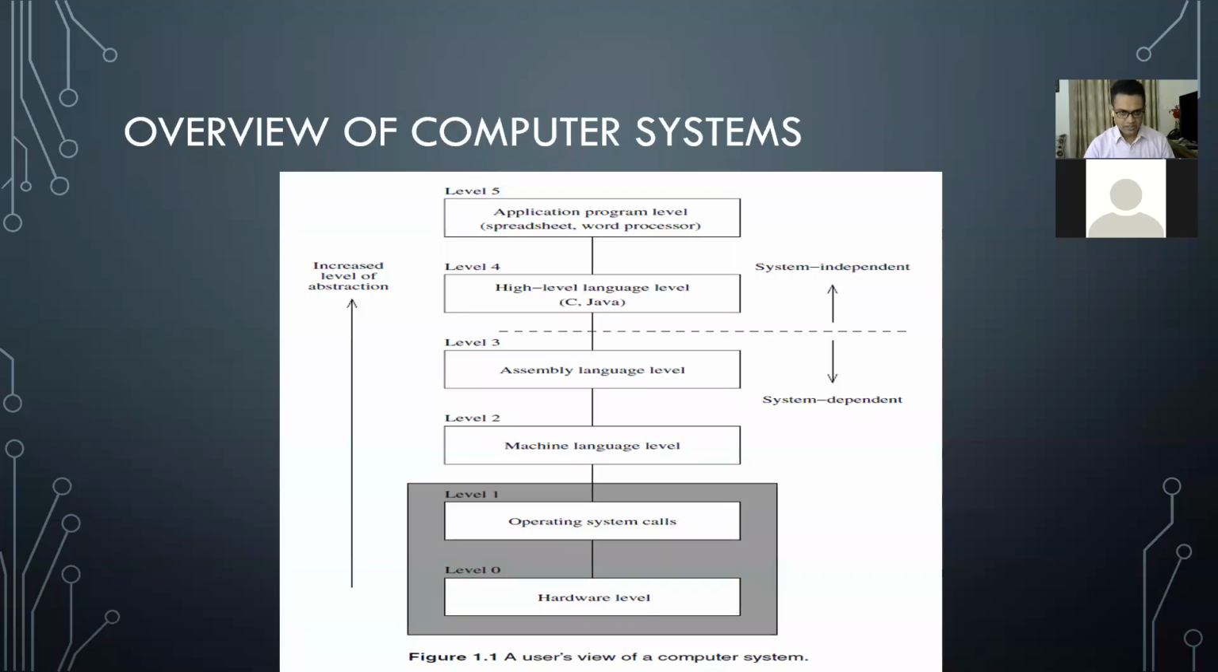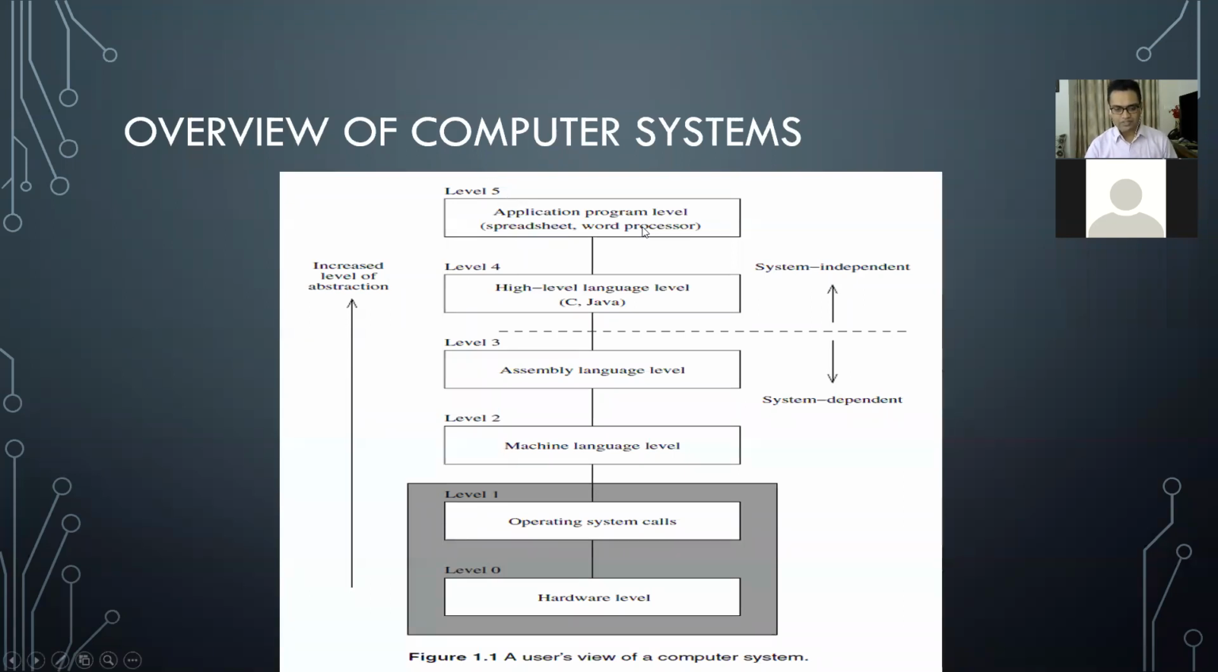From the very first class, we have been discussing only this one, that overview of the computer. Whenever we see the computer from a user perspective, we see it in this way. In any computer architecture, we have six different stages or levels of steps, from level 0 to level 5.